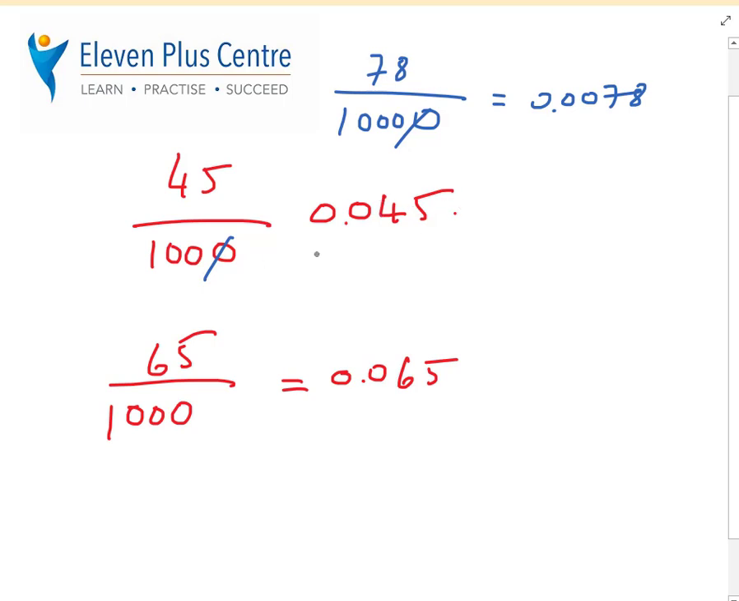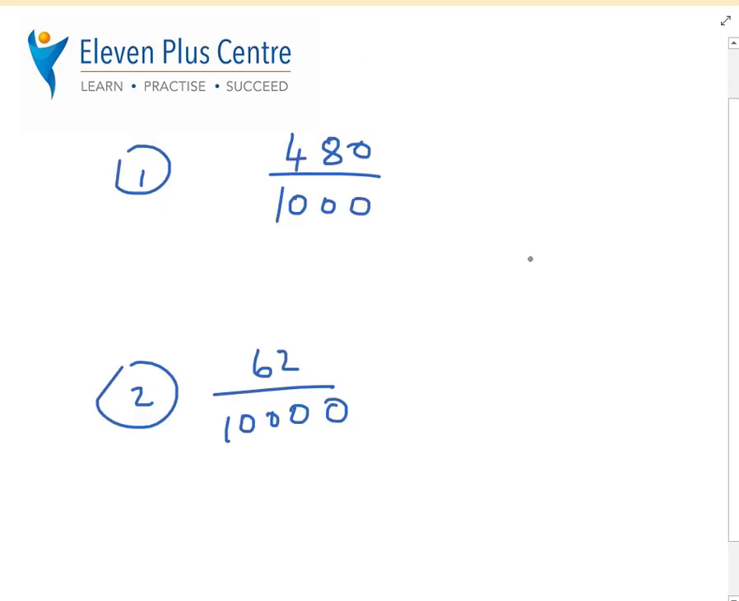So try this one now by yourself. I'd like you to try these two. And before you do, just remember the rules. Look at the number of zeros at the bottom. Knock one off. Put 2 of those zeros, in this example, in front of the number, and then move the decimal point depending on how many zeros there are in total. Same thing applies here. Okay, pause the video, have a go, and then take a look to see if your answers match mine.